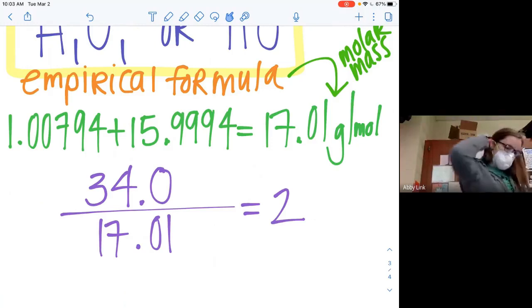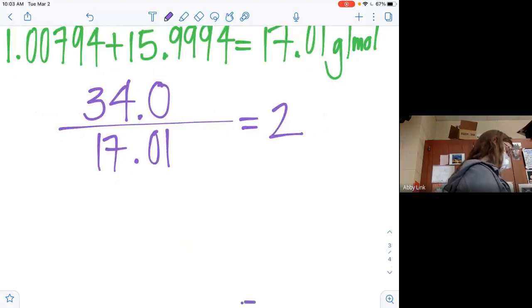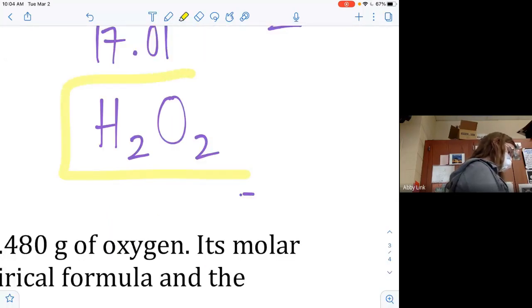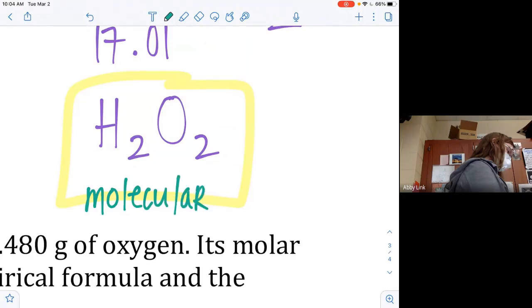All right. My last step. Multiply the subscripts in the empirical formula by this number to get the molecular formula. Okay? This one is really easy because both of our subscripts in our empirical formula are the same. So when I multiply 1 by 2, I get 2. So my molecular formula comes out to be H2O2. And as we said earlier, we want to just label this as the molecular formula.